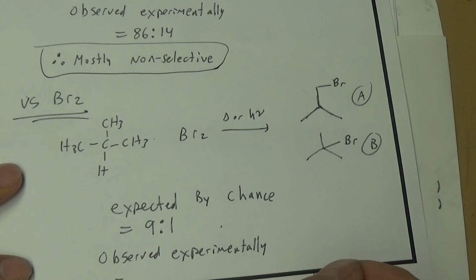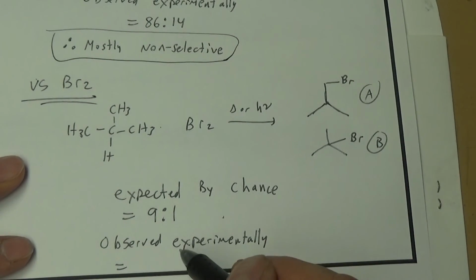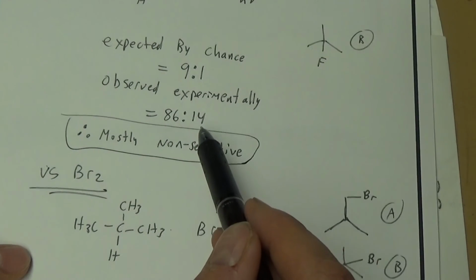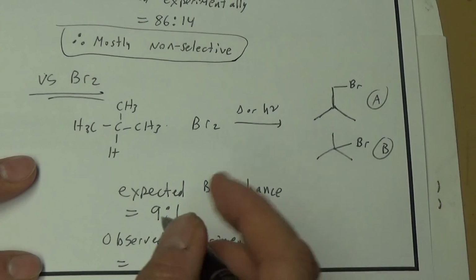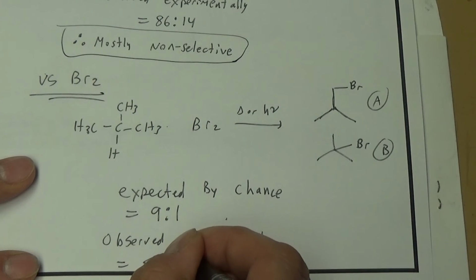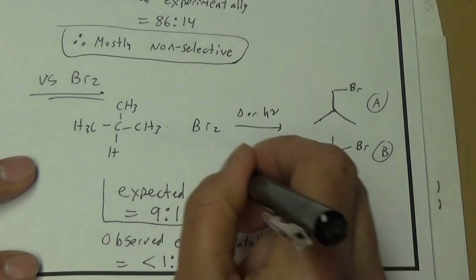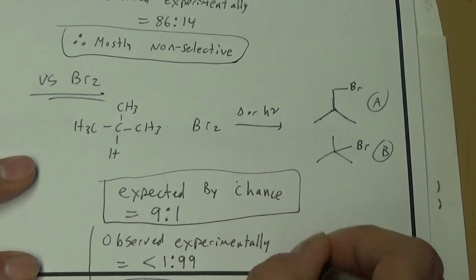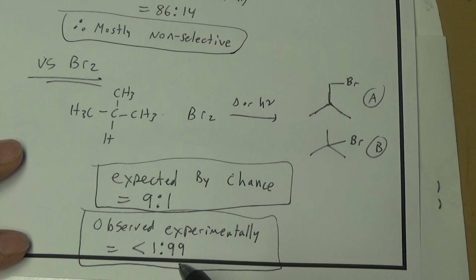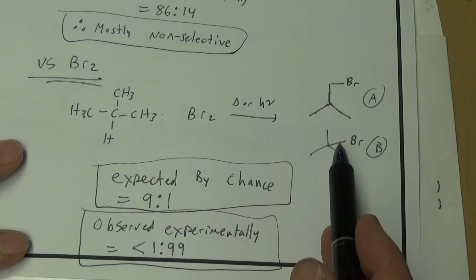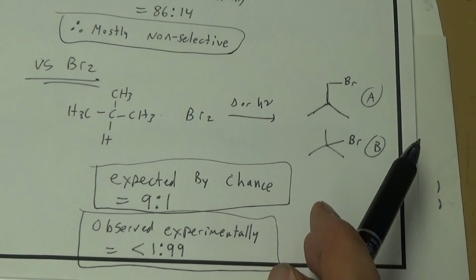I always have to double check this because this is crazy. Observed experimentally, because above is basically not selective at all. For observed experimentally here, it's less than 1 to 99, which is insane, right? It's a very profound selectivity. You're getting tons and tons of internal bromination somehow.